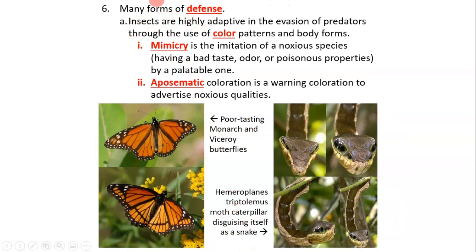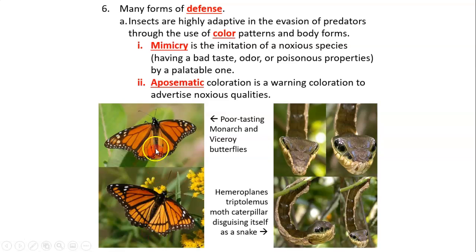Many forms of defense are another reason why insects are so successful. Insects are highly adaptive in the evasion of predators. And they can be adapted through the use of color patterns and body forms. Here are some examples. There are examples of mimicry and aposematism. Mimicry is when you imitate a noxious species, a species that has a bad taste, smell, or poisonous properties.